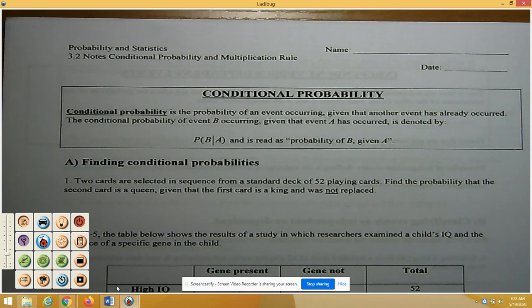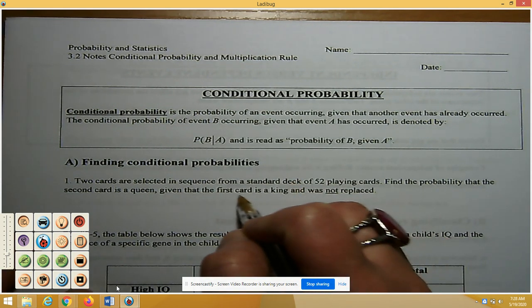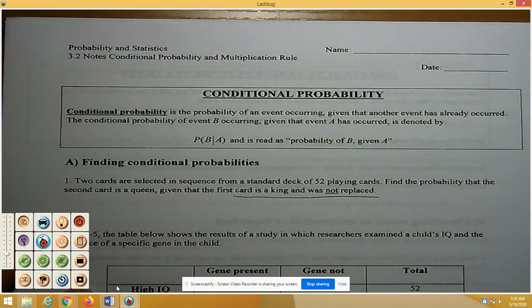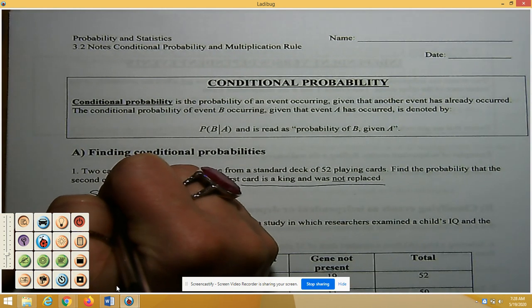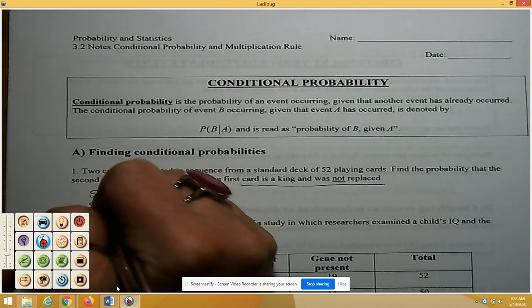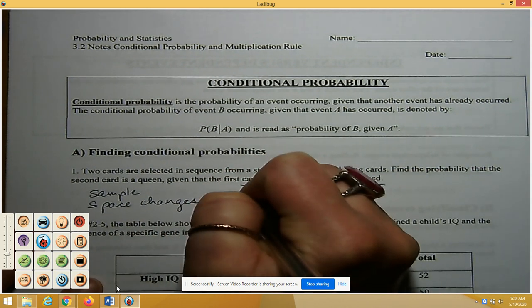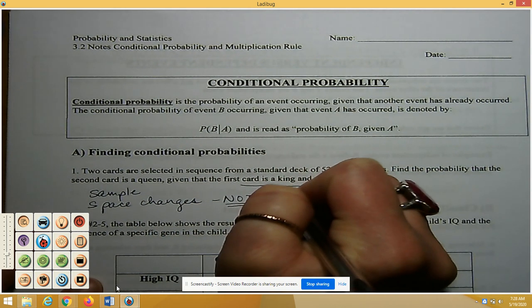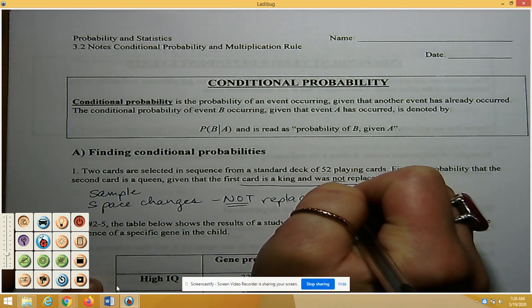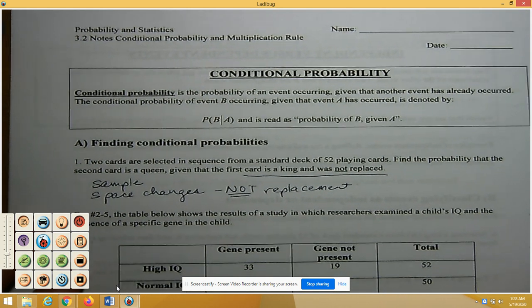Finding conditional probabilities. Two cards are selected in a sequence from a standard deck of 52 playing cards. Find the probability that the second card is a queen, given that the first card is a king and was not replaced. Because the king was not replaced, our sample space will change. So without replacement, that's going to change our sample space.